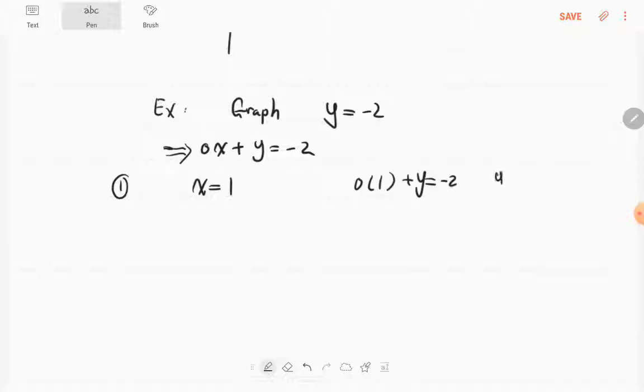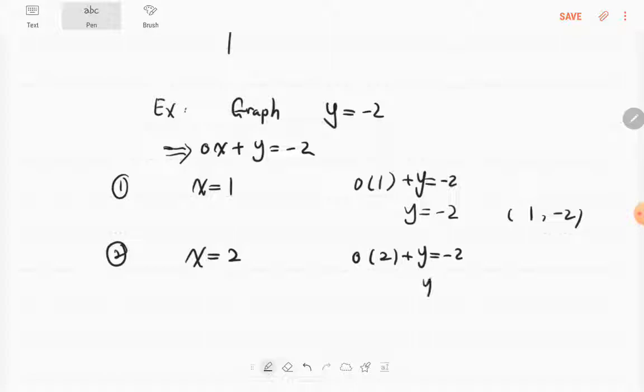So we have y equal to -2. So the first point will be 1, -2. Right? How about the second one? This time we set x equal to 2. And we have 0 times 2 plus y, -2. We will get the same thing, because 0 times 2, we also get 0. Y is still equal to -2. So the second point will be 2, -2.